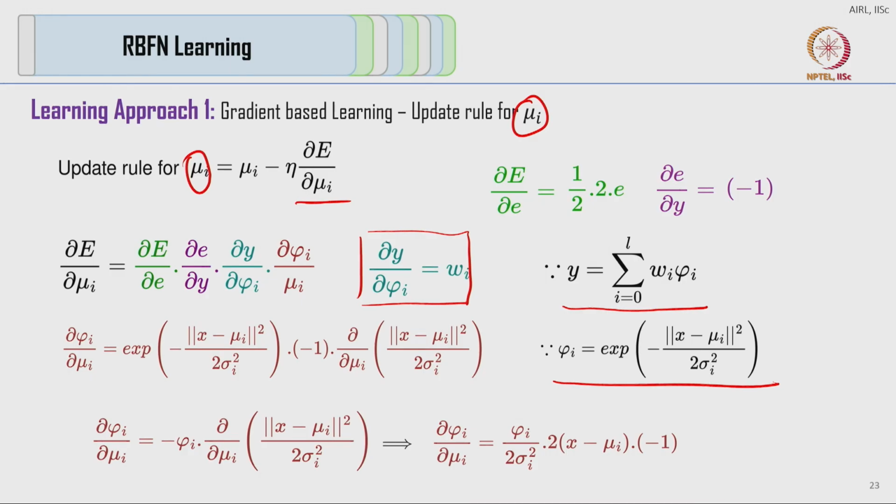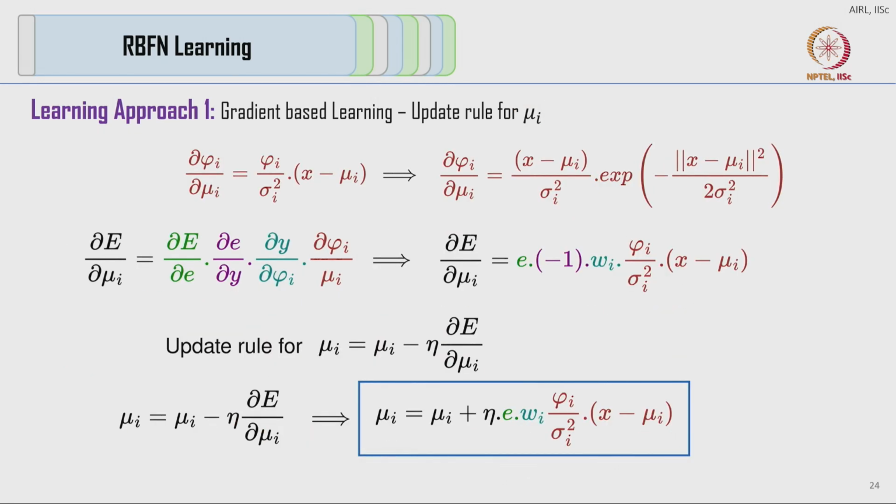If I am differentiating this, what will I get? Phi I by 2 sigma square, times 2 times x minus mu I into minus 1. So I can just cancel out. While deriving, I am not considering mu ij. I should have done it with respect to mu ij, where j varies from 1 to m. But I am just representing the vector notation straight away so that it is easier for us to appreciate. If I substitute this back and simplify, dou phi I by dou mu I will be phi I by sigma I square into x minus mu I.